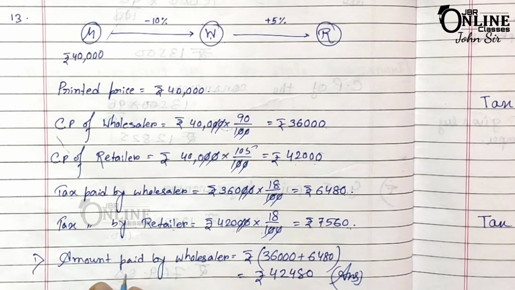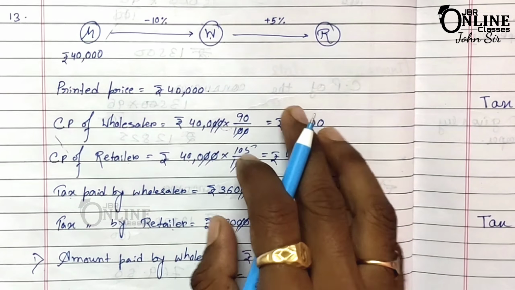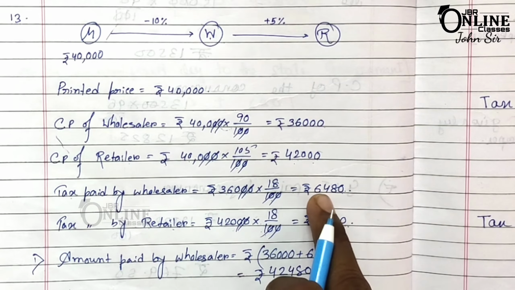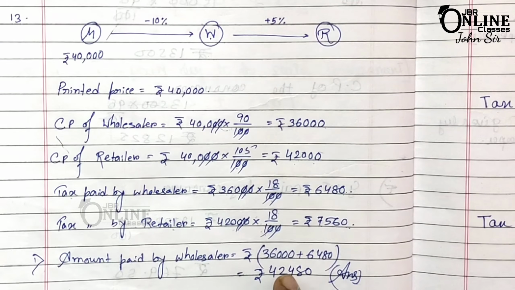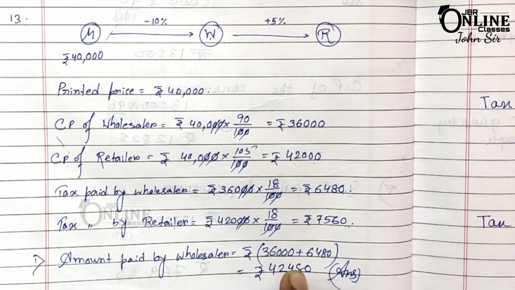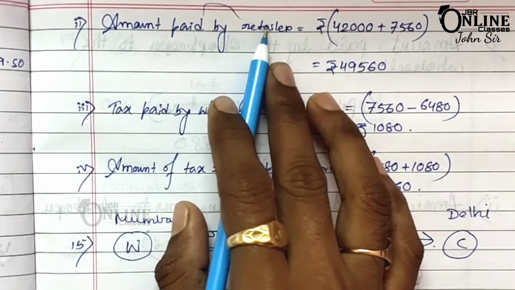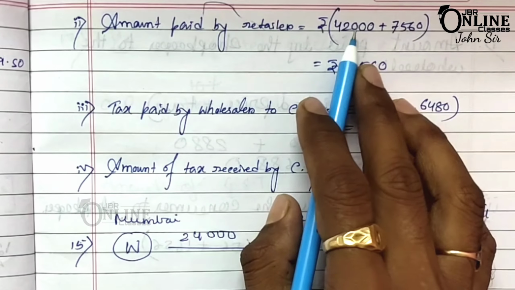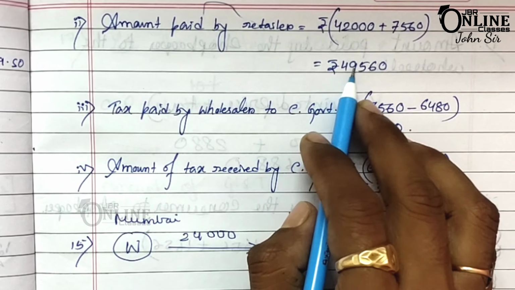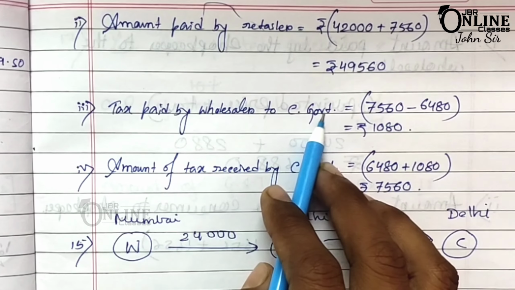Now the first question, the amount inclusive of tax paid by the wholesaler for the article. So first the wholesaler will pay the cost price, that is 36,000 plus the GST 6480, so that will be 42,480. Now number 2, the amount paid by the retailer. So for the retailer, first you have to pay the cost price, that is 42,000 plus the GST 7560, so 49,560.